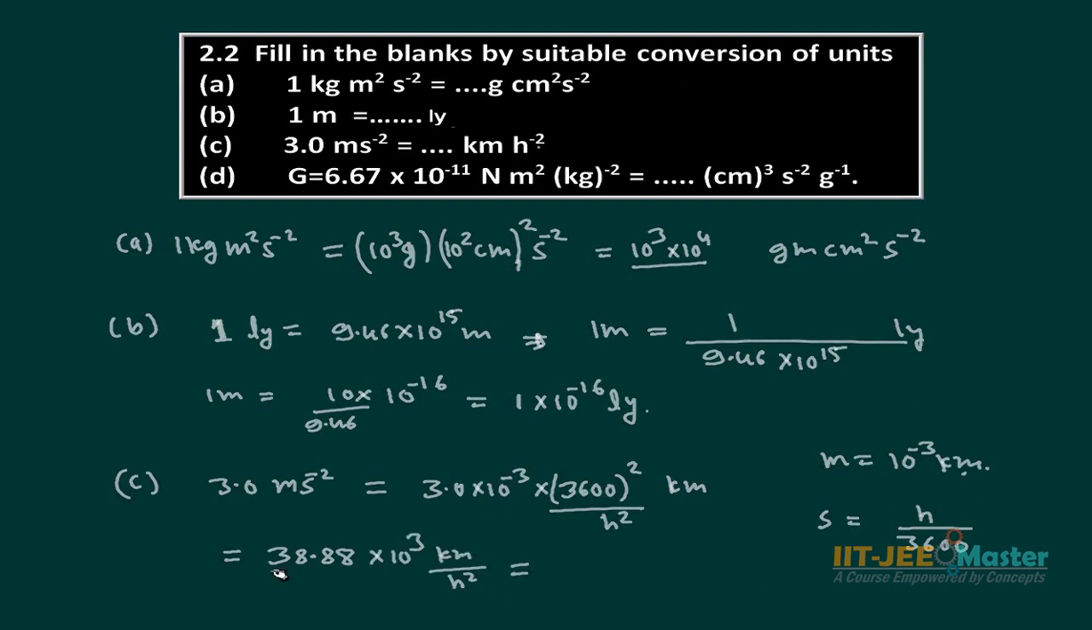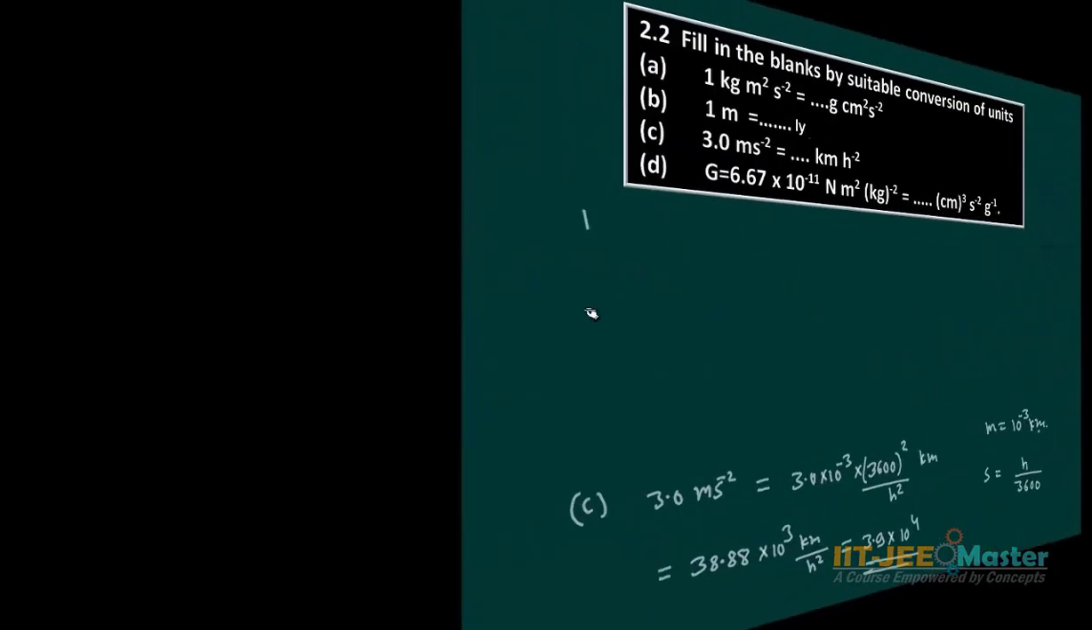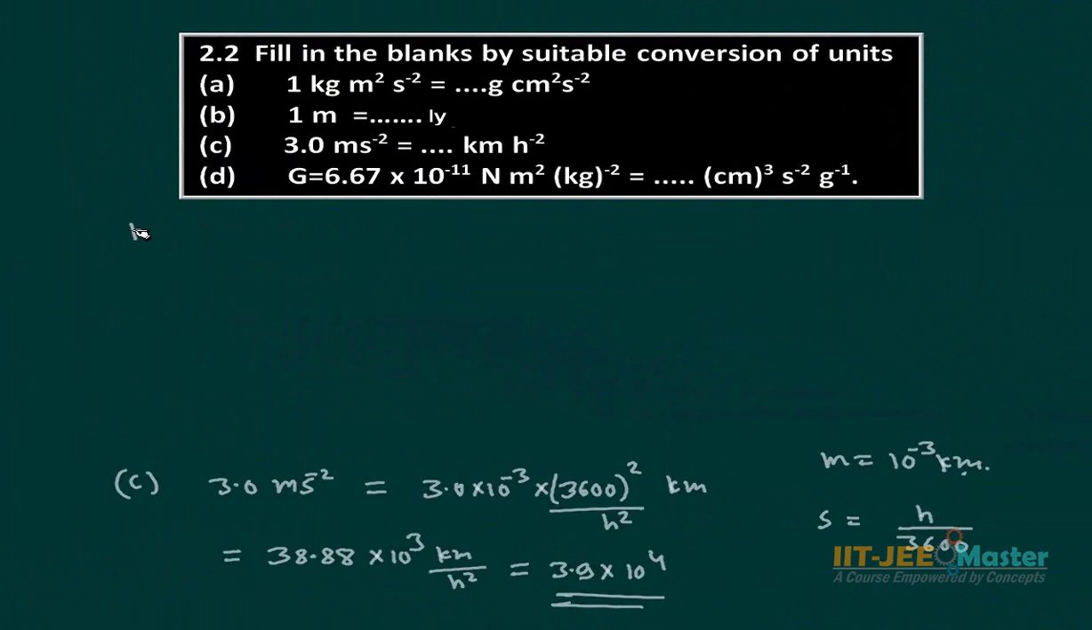To get only 2 significant digits, we will write it as 3.9 into 10 to the power 4, and this will be our answer. So next part is D. Universal gravitational constant G is given as 6.67 into 10 to the power minus 11 Newton meter square kilogram to the power minus 2. We have to find its value in terms of the unit centimeter cube, second to the power minus 2, and gram inverse.